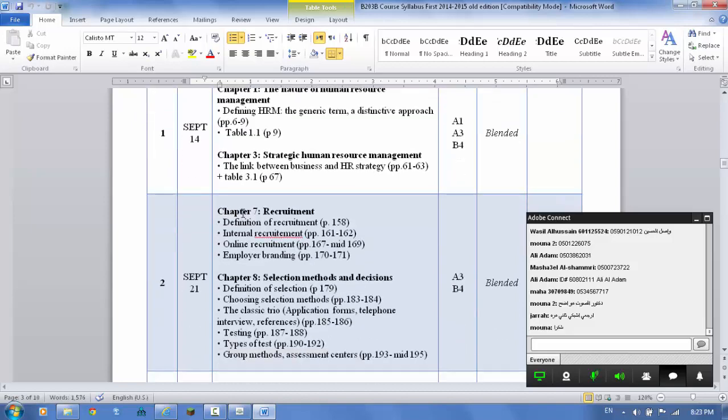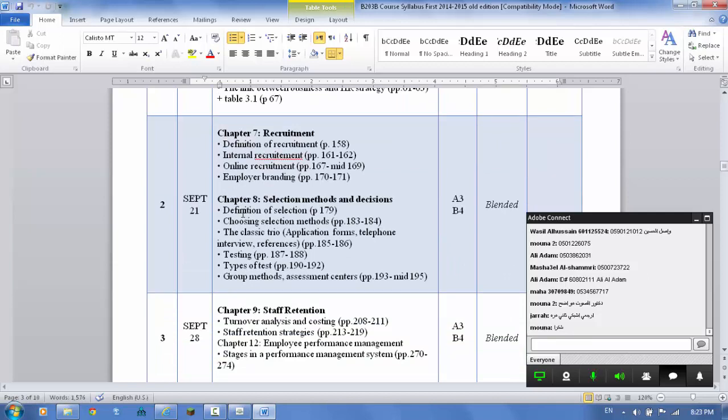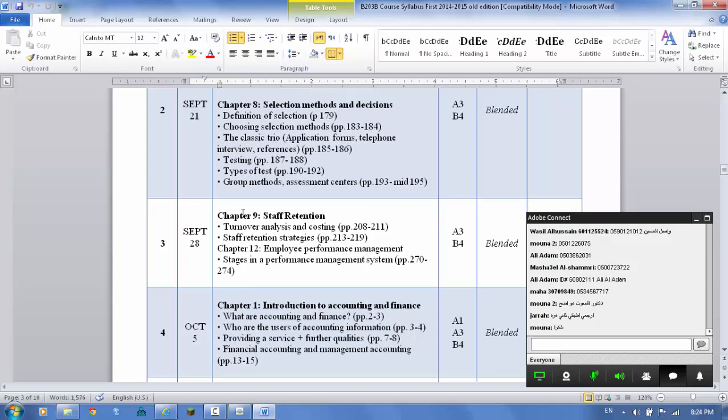Next we will take chapter 7, which is related to recruitment, one of the most important processes in human resource. We will see the meaning of recruitment, internal recruitment, external recruitment, online recruitment, and the subject of employer branding. Next we will take chapter 8, which is about selection methods and decisions. In selection we will have the definition of selection, and then we will see the most famous methods that are used in selection. Then we will take chapter 9, which is about staff retention.